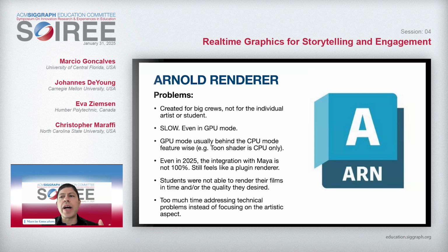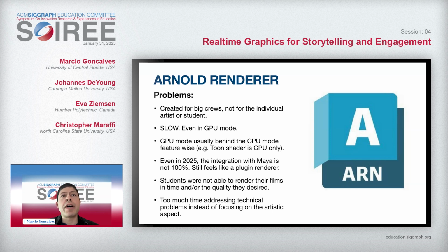So basically, why I started looking for alternatives: we have been using Maya, and we had a lot of problems with Arnold. It was created for big crews, not for individual artists or students, and it is really slow for the students, even in GPU mode. The students were not able to finish the films in the time or the quality they wanted because of that. Even the GPU mode in Arnold is kind of slow, and it does not have all the features of the CPU mode. For example, the toon shader is CPU only.